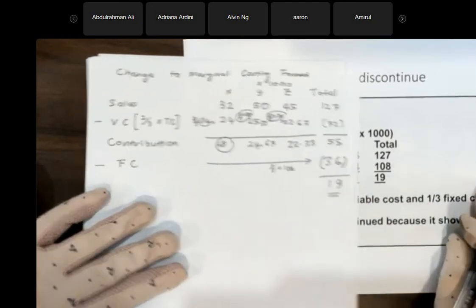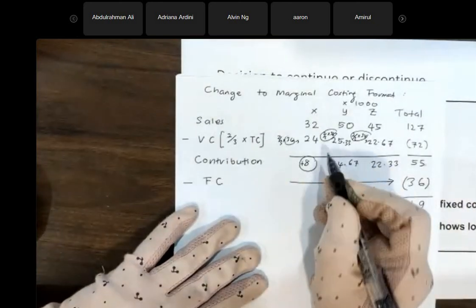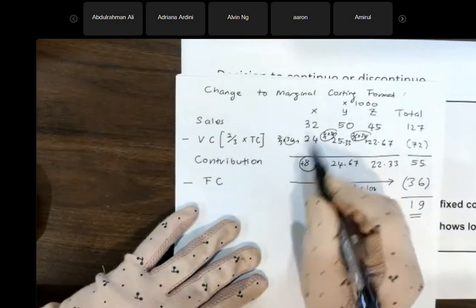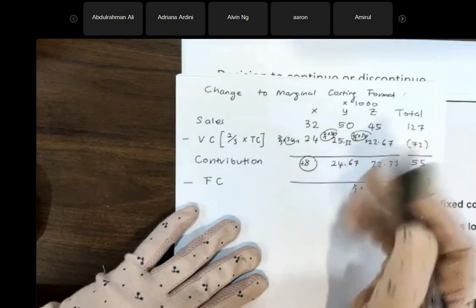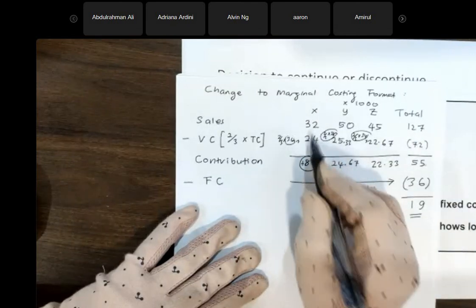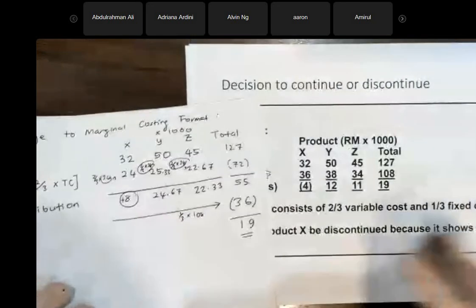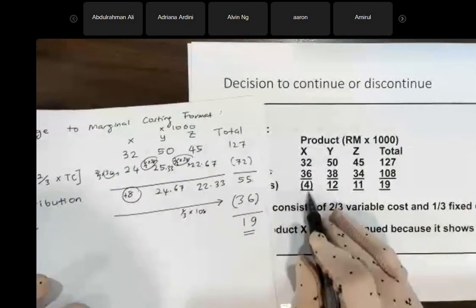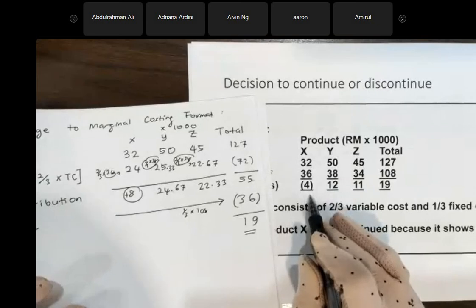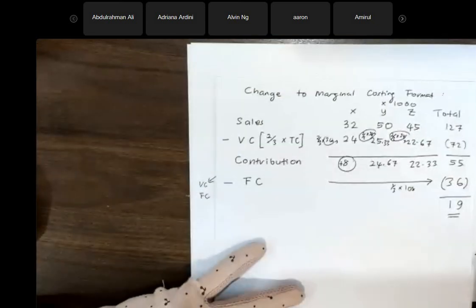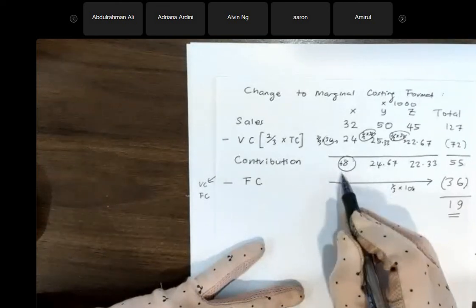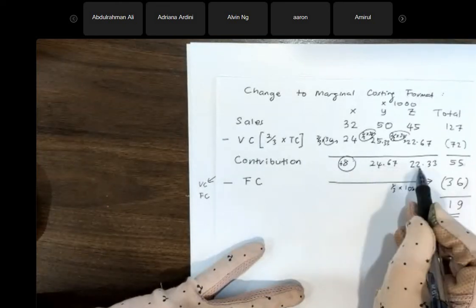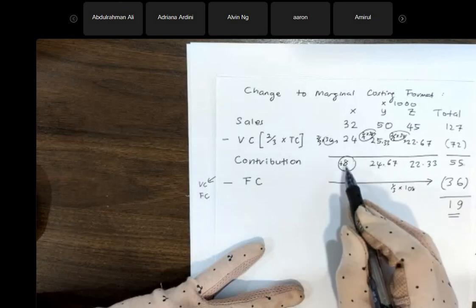But the issue now is, do you want to proceed producing this X? That is the question. Do you want to continue producing product X? If you see it like this one, yes, you have to stop it. But if you convert to the marginal costing, you can see you still get the profit of 8,000. Although it is not as big as the others, you still get it.